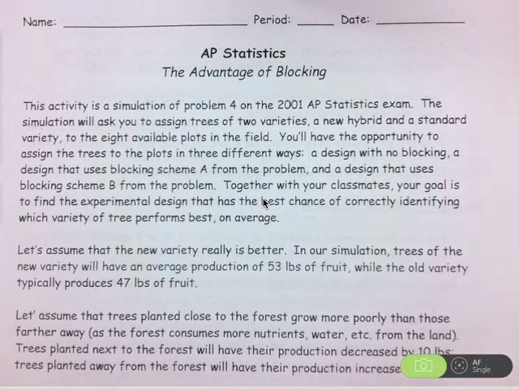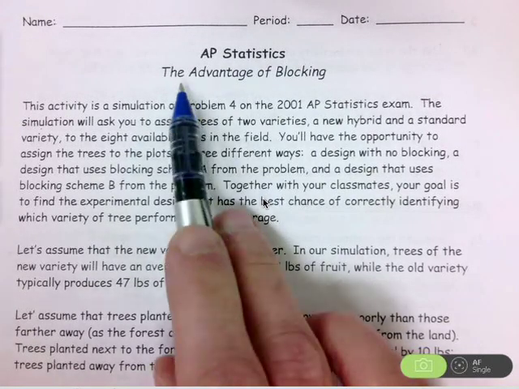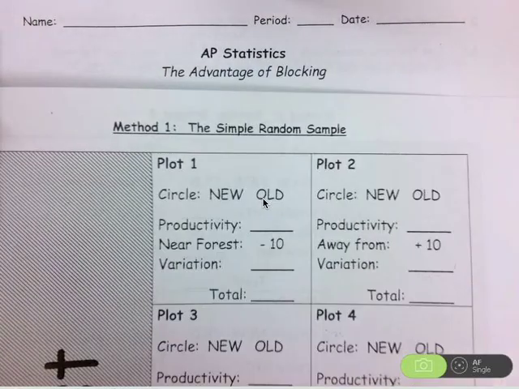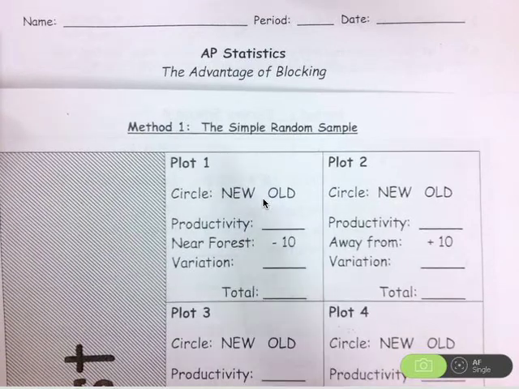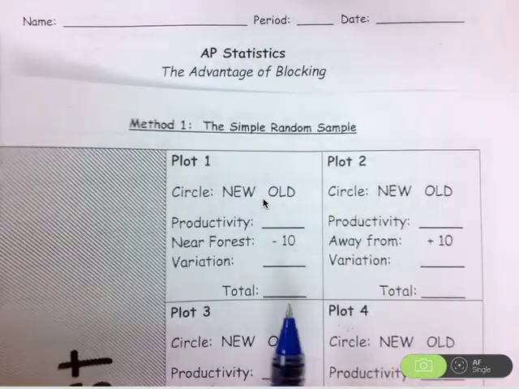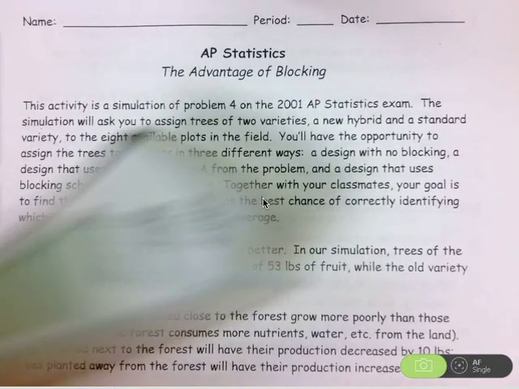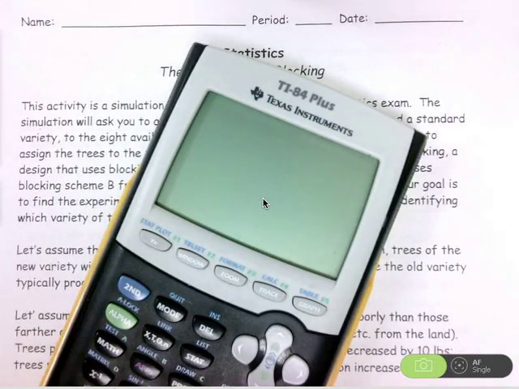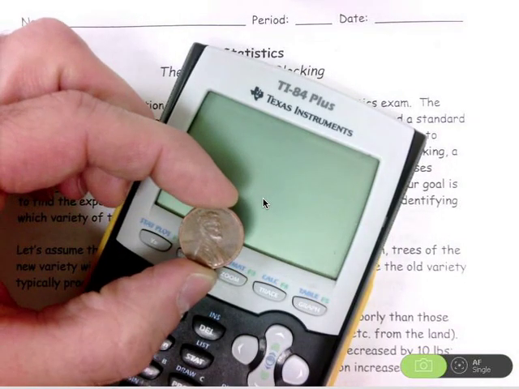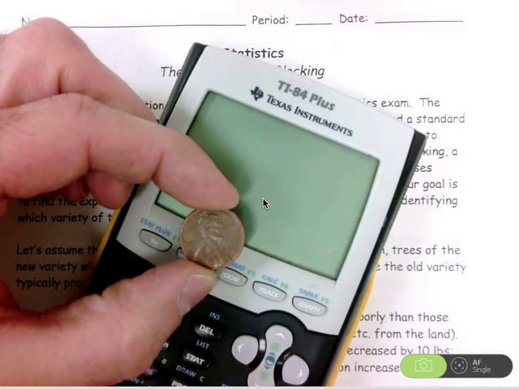Before you watch this video, make sure you have both handouts. Make sure that you have the directions. That's the handout that says at the top, the advantage of blocking. You also want this handout, which on the front page at the top says Method 1, the simple random sample. These are the templates you're going to complete. You'll also need your calculator, and a coin. I left a bag of pennies, so you can grab a penny. Make sure you have all of these supplies.